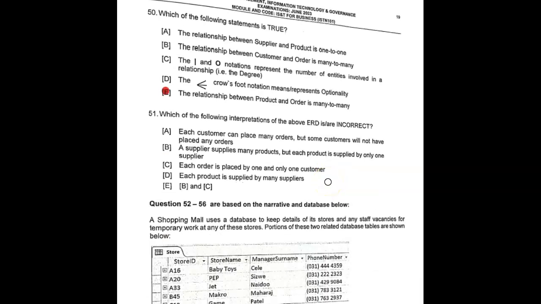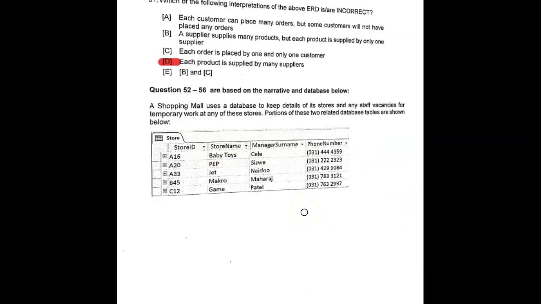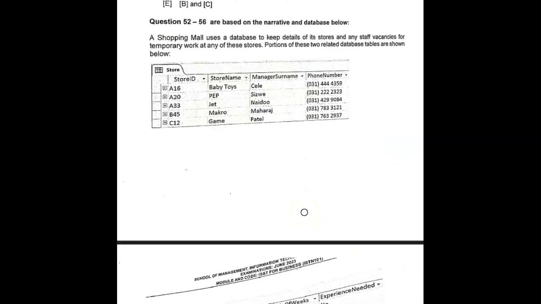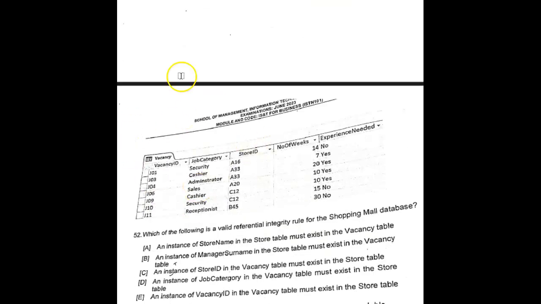Which of the following interpretations is correct? I told you each product is supplied by many suppliers, because each product is supplied by many, so it's going through many suppliers, and it makes sense logically. A shopping mall database is used by the store and staff. So what is a vacancy? A vacancy is like the jobs in the business. So if you have types of jobs in a business, that's a vacancy.